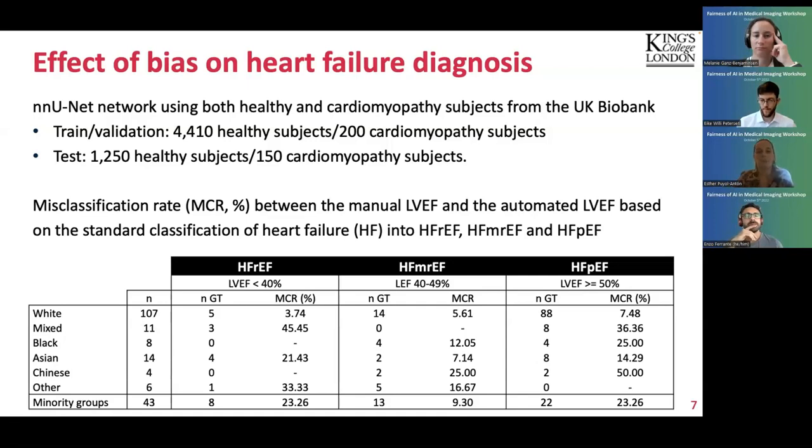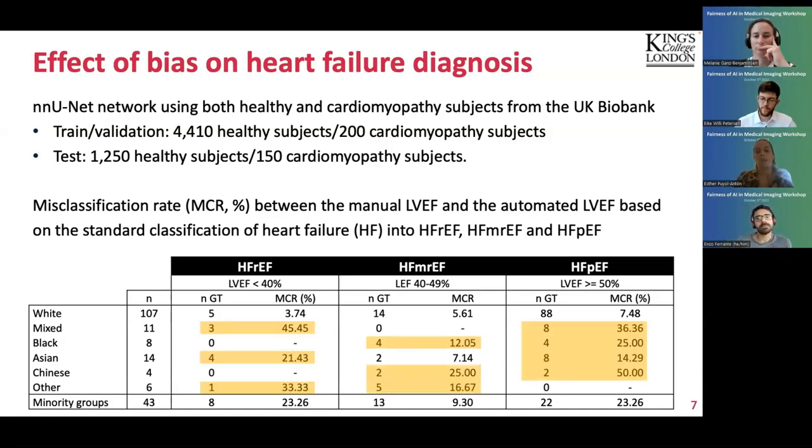So in comparison to the previous network, we trained this network using both healthy as well as pathological cases, and we tested also on healthy and on pathological. And for the cardiomyopathy patients, we then compute the misclassification rate between the manual and the automatic ejection fraction. So you can see here that for the white group, the misclassification rate is very low for the 3 categories, less than 8%. But for the minority groups, actually, we have quite a big misclassification rate, up to 45%, which will have a very big impact on the clinical diagnosis, of course.